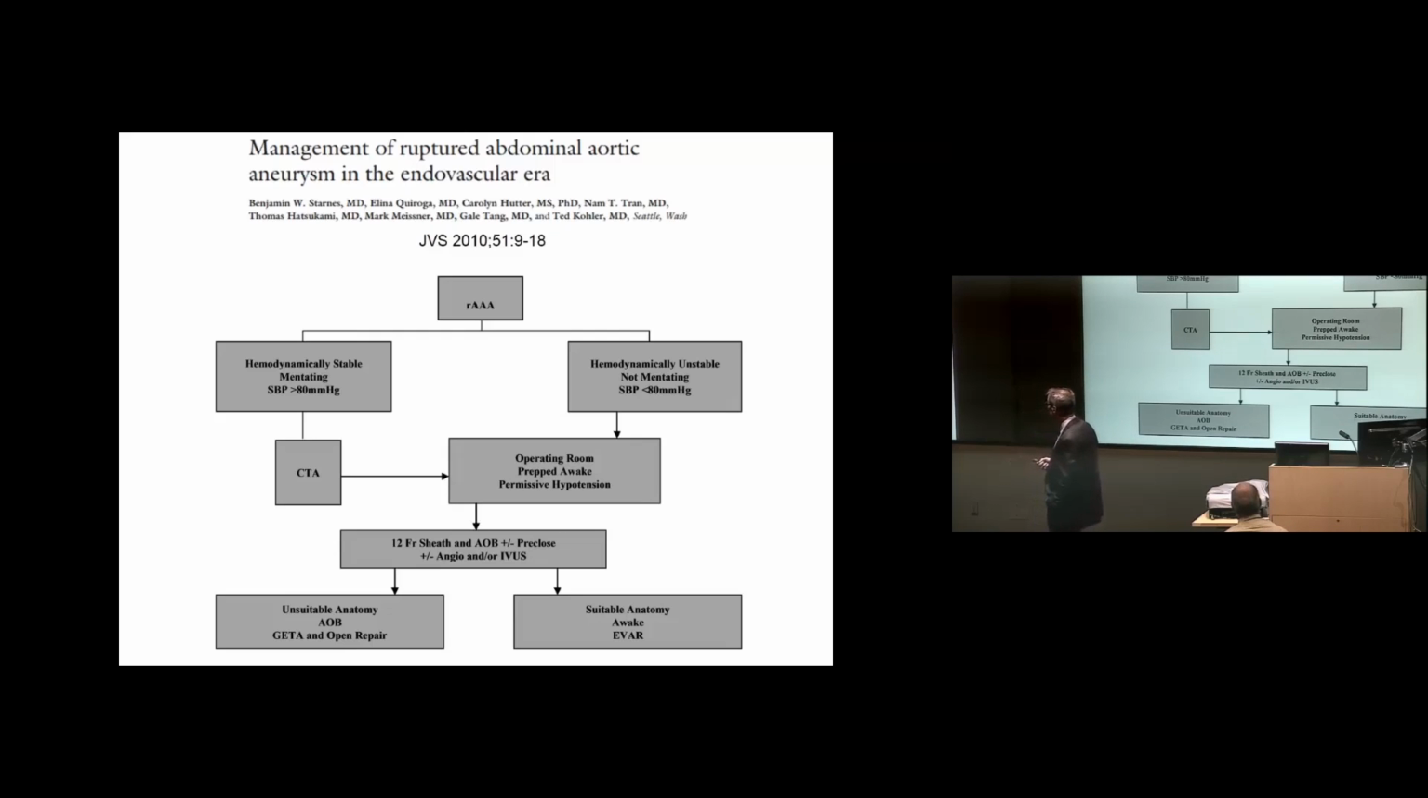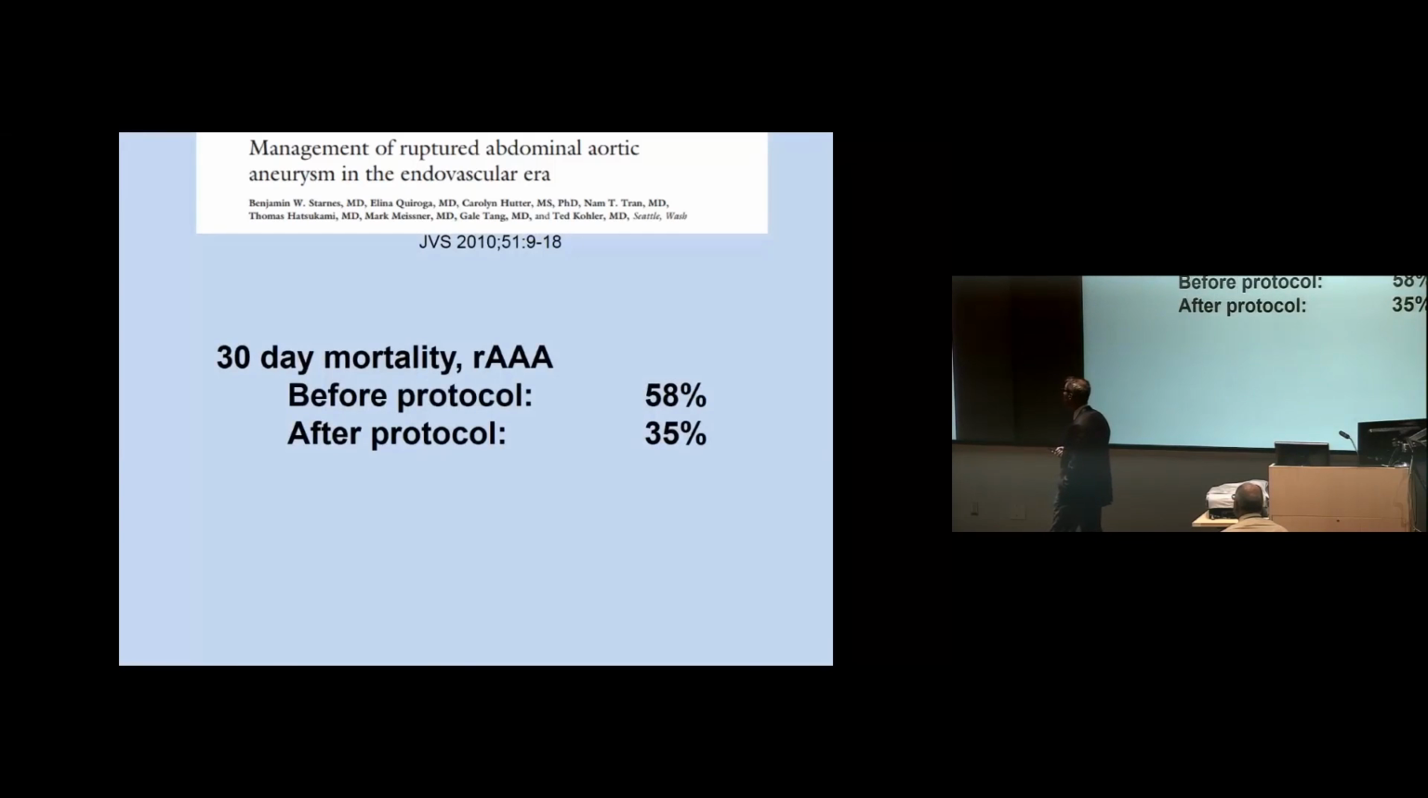From the CT scanner, the patients then went to the operating room. The patients were prepared while they were awake. They were allowed to maintain a blood pressure of only about 80. Sheaths were placed in the groins, and then if the anatomy was favorable, they had an endovascular repair. If the anatomy was unfavorable, they had a balloon inserted in the aorta to control the aneurysm, and then they progressed to open repair. And what they found just in the first year after starting this protocol, their mortality dropped from 58% to 35%. So dramatic improvement just by initiating a treatment protocol.